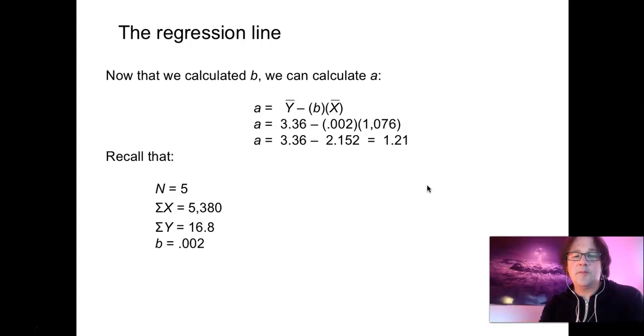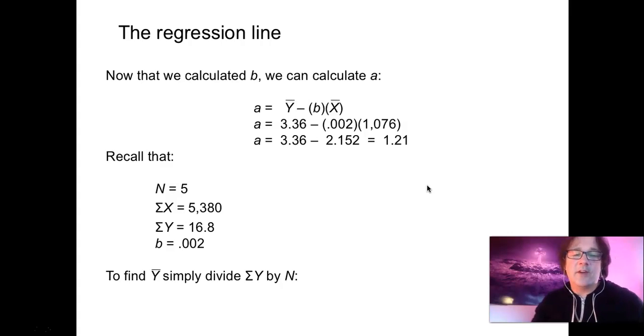Okay, so remember we have an n of 5, a sum of x, sum of y, and the slope of 0.002. You can find this a value here. You simply find the sum of x and divide. You just take the sum of y divided by n to find the mean of y, right? We know how to calculate the means at this point. So that's where 3.36 comes from.